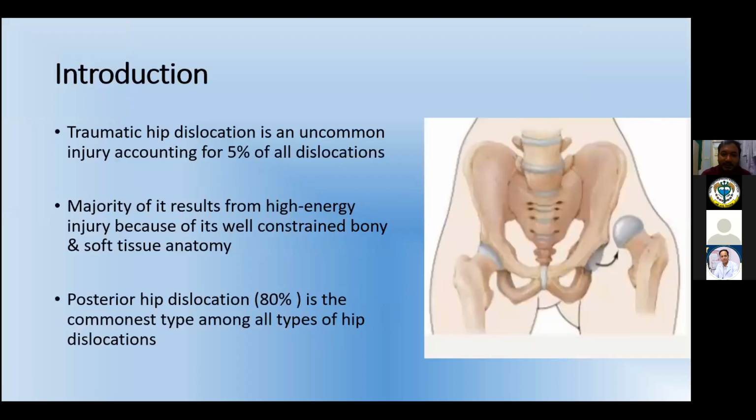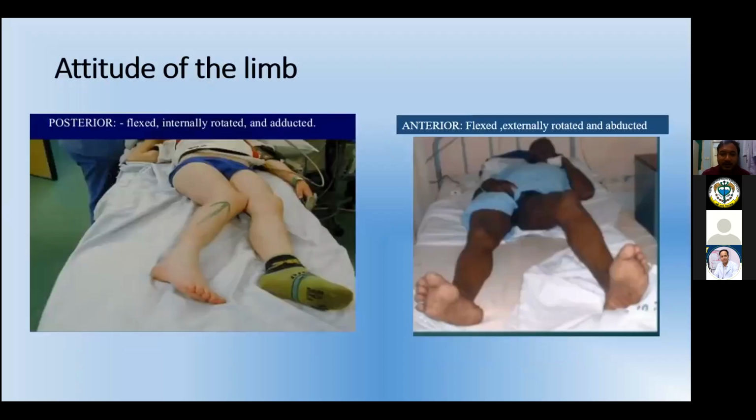Traumatic hip dislocation is an uncommon injury accounting for 5% of all hip dislocations. The majority result from high energy trauma because of the well-constrained bony and soft tissue anatomy. Posterior hip dislocation is the commonest type of all hip dislocations. The attitude of the affected limb in posterior dislocation is flexed, internally rotated and adducted, whereas in anterior dislocation, it is flexed, externally rotated and abducted.